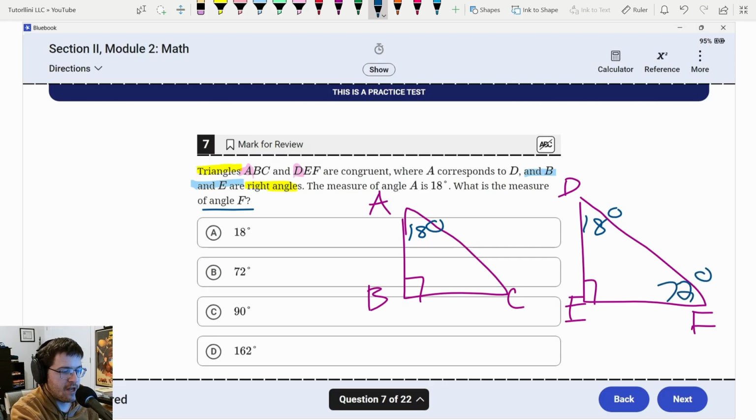And just in case you're curious, angle C is also 72 degrees. So it's asking us about angle F. So we go with choice B, 72 degrees.